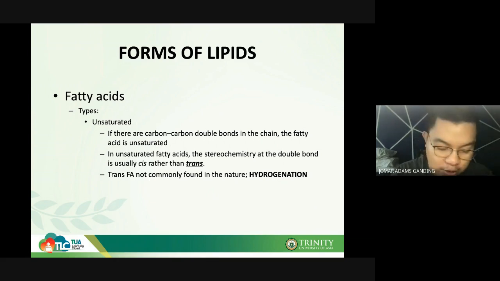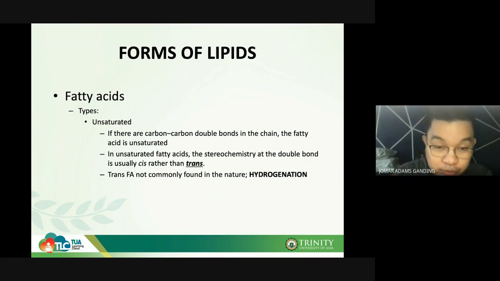But maybe some of you naman will wonder, sir, why do we use kasi hydrogenation? Hydrogenation kasi would prolong the storage of your fatty acids, of your oils, of your fats. But in return, you preserve it, you created trans fat. And those trans fats are harmful to the health of humans. Okay?